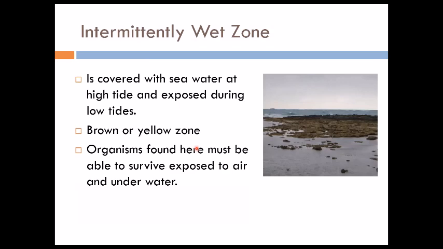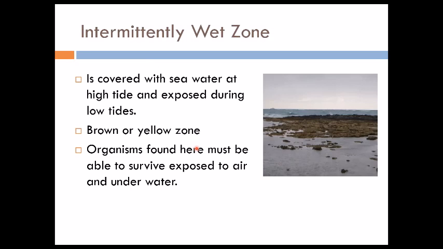All right, the intermittently wet zone. Like I said, this is basically the area that's inside the tidal zone. This is the part that's going to be covered whenever there's a high tide, and that's going to be exposed whenever there's a low tide. So that's basically what the intermittently wet zone means.